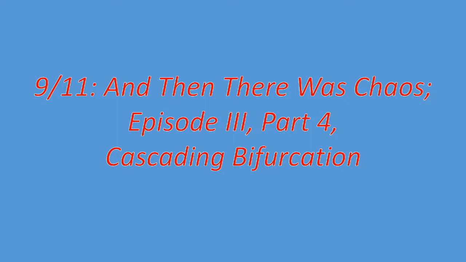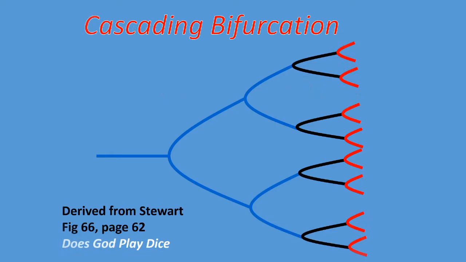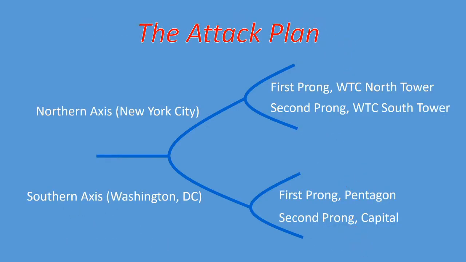In past presentations, we have described the Battle of September 11th and explored in detail the chaos that resulted. In this concluding part to Episode 3, we will recap the events and focus on the critical component of the chaos of the day, Cascading Bifurcation. The blue part of the bifurcation diagram should look familiar. That is the attack plan, as we have discussed.